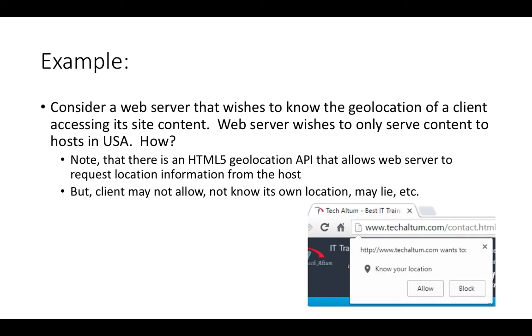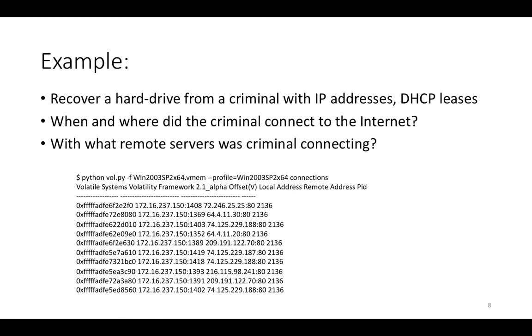But the client may not allow this location to be sent, or it may not know its own location in the first place, so it couldn't send an accurate location, or it may simply lie in some way. So again, consider this example of a web server that wishes to do IP geolocation. How can it do it without things like explicit support and explicit locations from a particular web client?